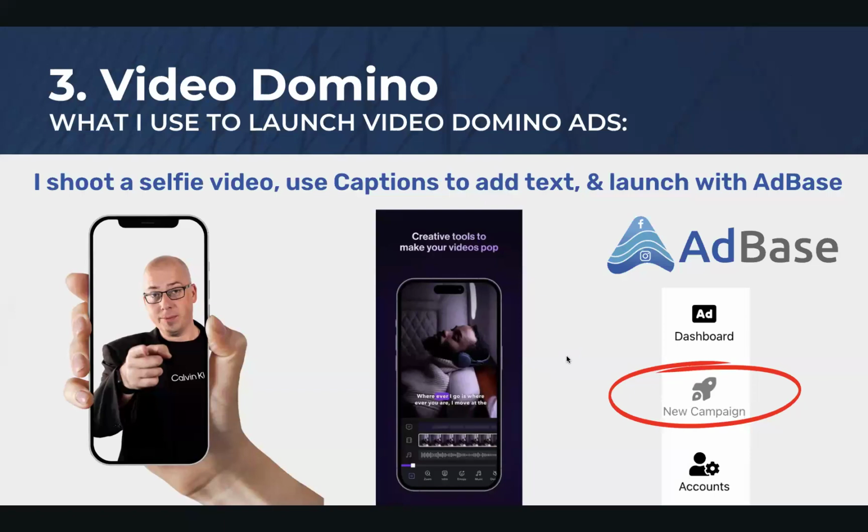And then I launch it with ad base. So I go into new campaign and I go to a blank campaign and then I just upload the video and I launch it from there to my target audience. So that's how you launch your video domino ads. So again, if you want to, write this down, you can. But yeah, I shoot it on my cell phone, upload it to the Captions app, which adds all the text on the actual video, and then I launch it with ad base there, in the new campaign.